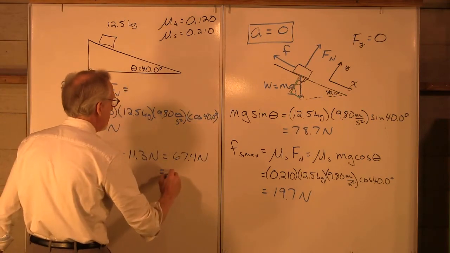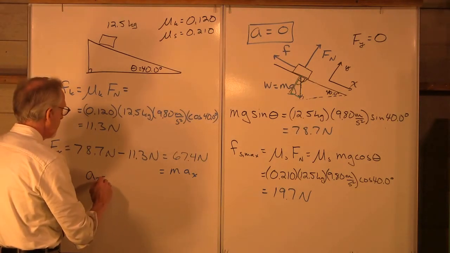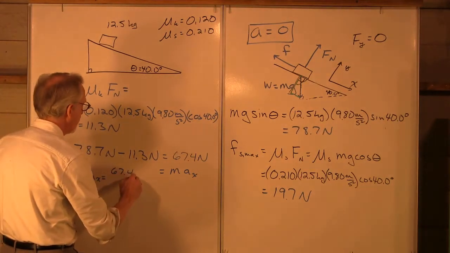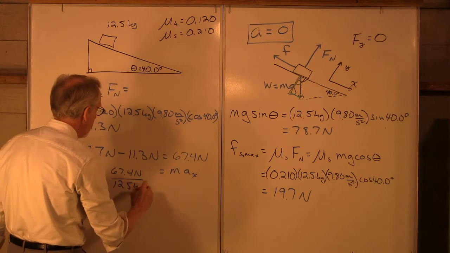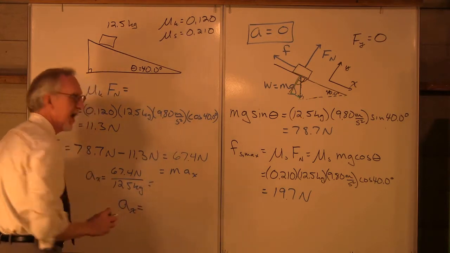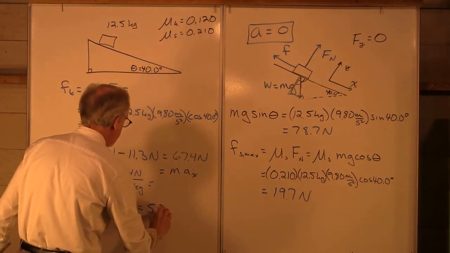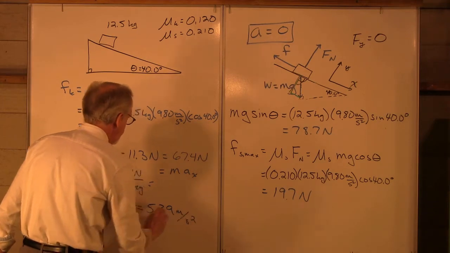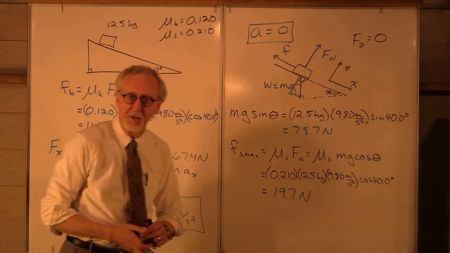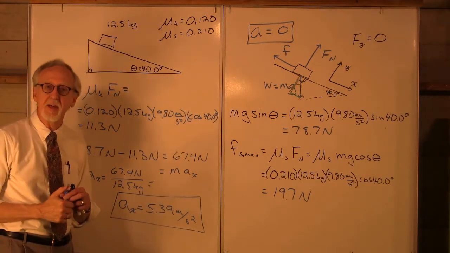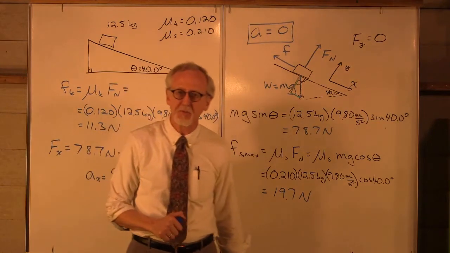And we know that must equal the mass times the acceleration in the x direction, leaving us with a sub x is equal to 67.4 newtons divided by the mass, which is 12.5 kilograms. Dividing that out, and what do we have? We have the acceleration in the x direction is 5.39 meters per second squared. There we go. There is our final acceleration, 5.39 meters per second squared. The block is accelerating downward at 5.39 meters per second squared.